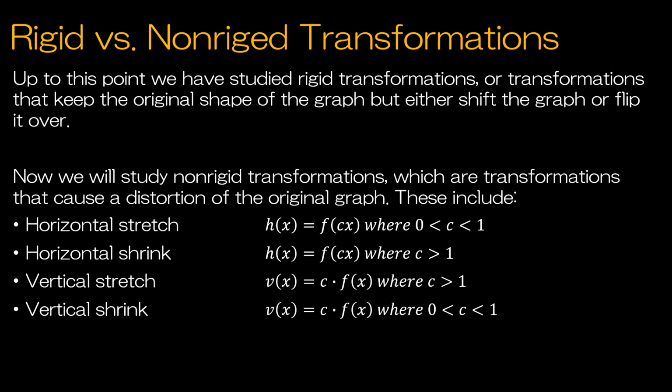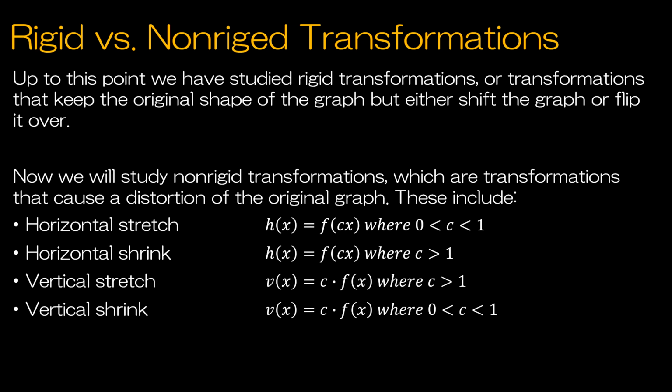So now we're going to look at non-rigid transformations, which are transformations that cause some sort of distortion. So you might see this called compressions or expansions or shrink or stretch or so on. So different textbooks call it different things, but really what's happening is the shape itself is going to be sort of expanded or blown up, or it's going to be pushed together. So let's take a look.